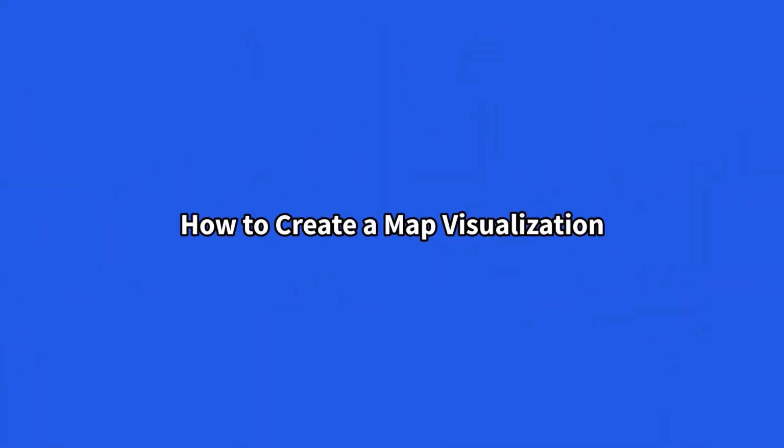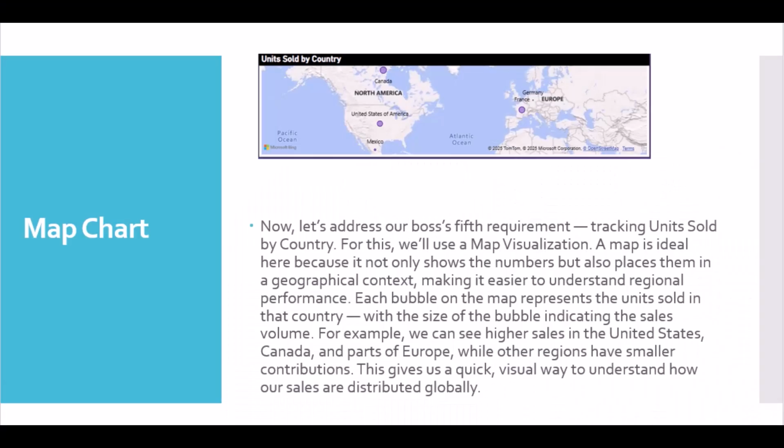Now let's move on to our boss's fifth requirement, tracking units sold by country. To do this, we'll use a map visualization. A map is perfect here because it doesn't just show the numbers, it also shows them in a geographical context, making it super easy to understand which regions are performing the best.